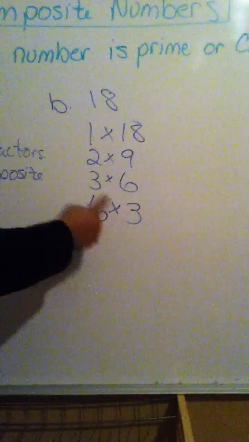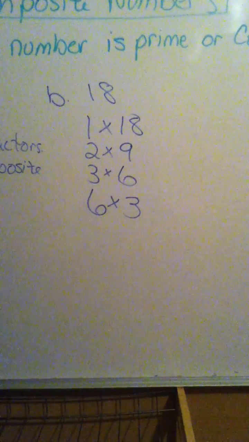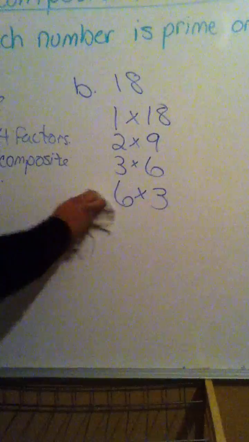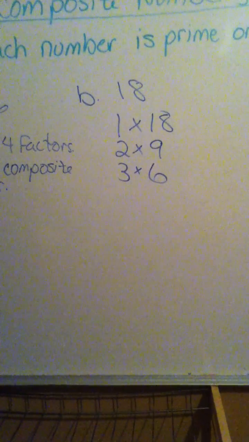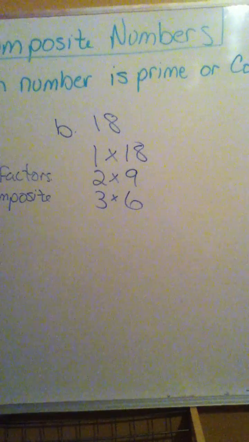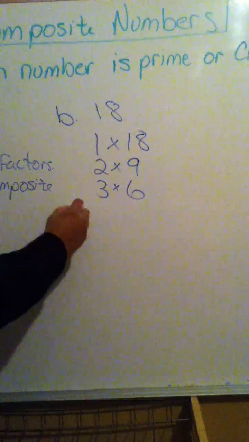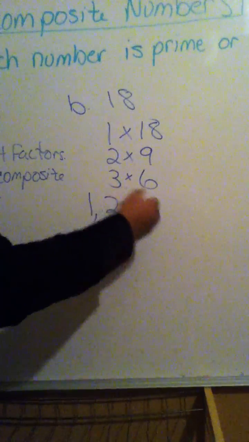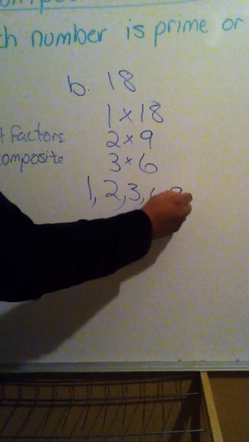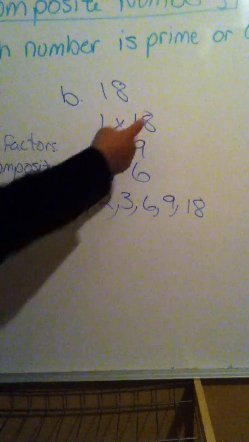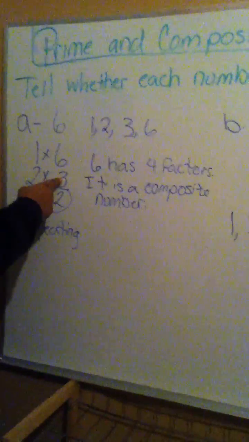Now I'm noticing 3 times 6, 6 times 3. Guess what? 3 times 6 is the same as 6 times 3. My factors are repeating. I don't even need to write this one because that means I've found all of my factors. I'm going to put my factors in order from least to greatest. 1, 2, 3, 6, 9, 18. Did you notice the pattern? It goes down, across, up.